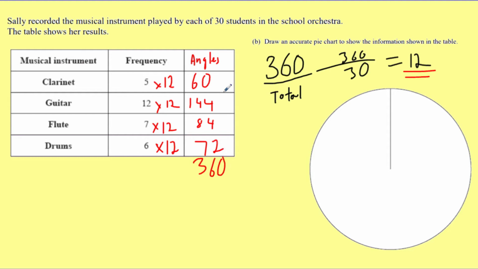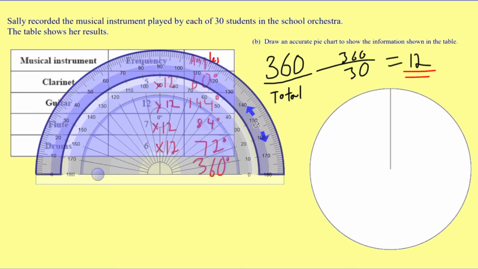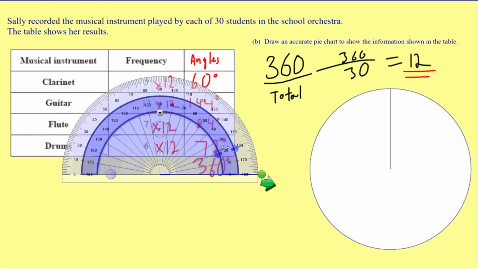So now we're going to take these angles, which are all in degrees, and put them onto our pie chart. But we need some equipment to do that. The equipment we need is called a protractor, and it looks like this. We looked at these before the other week when we did our angles lesson. So here's our protractor.